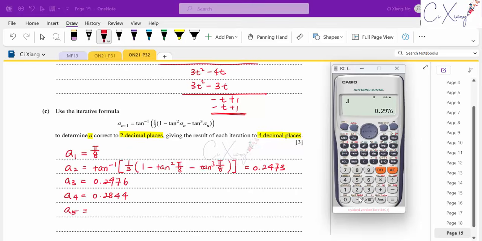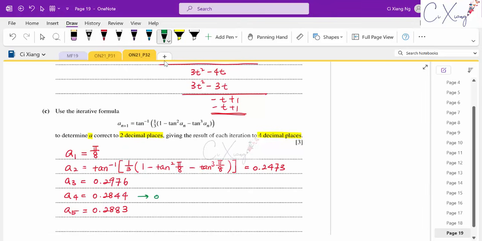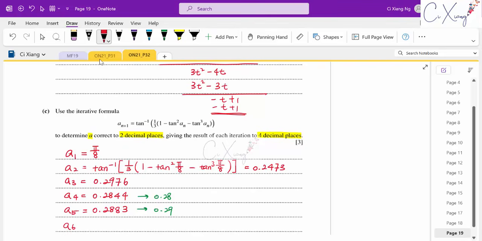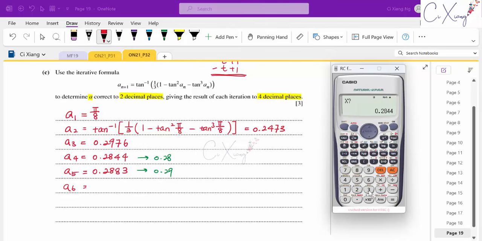So calculate again, 0.2844, equal sign. So I'm having 0.2883. If you try to observe, the 2 decimal places answer for the previous one is 0.28, and this one is actually 0.29. So they haven't repeated yet. You still need to continue until you get repeated 2 decimal places answer. So press calculate again, 0.2883, then equal sign. So I'm having 0.2872.